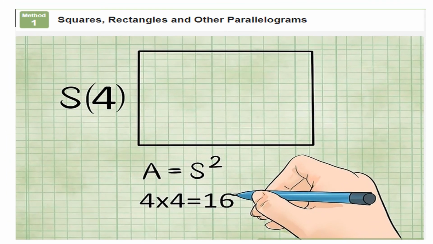This is another example. As you see in the figure, A is equal to side squared, so that is 4 times 4 is equal to 16.